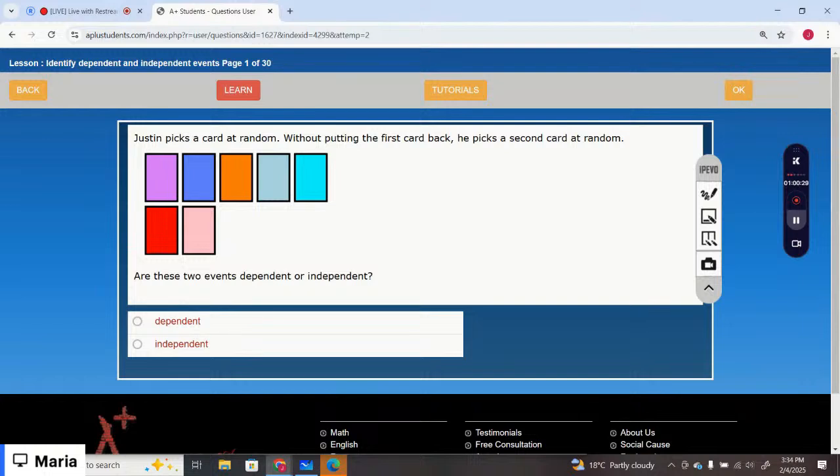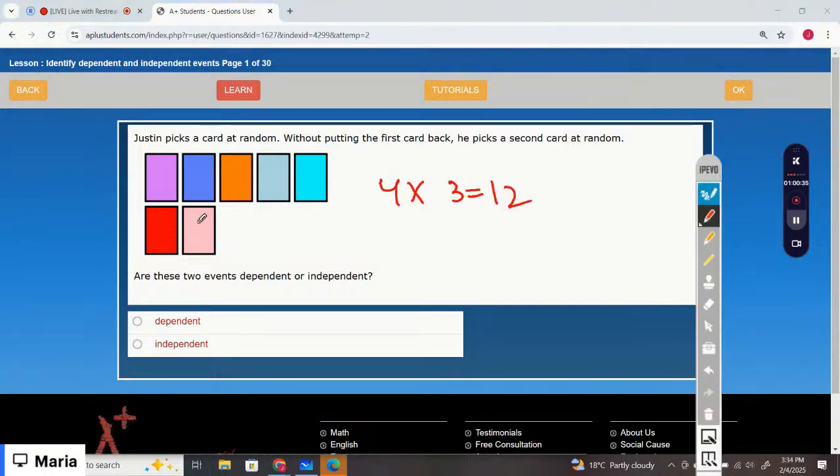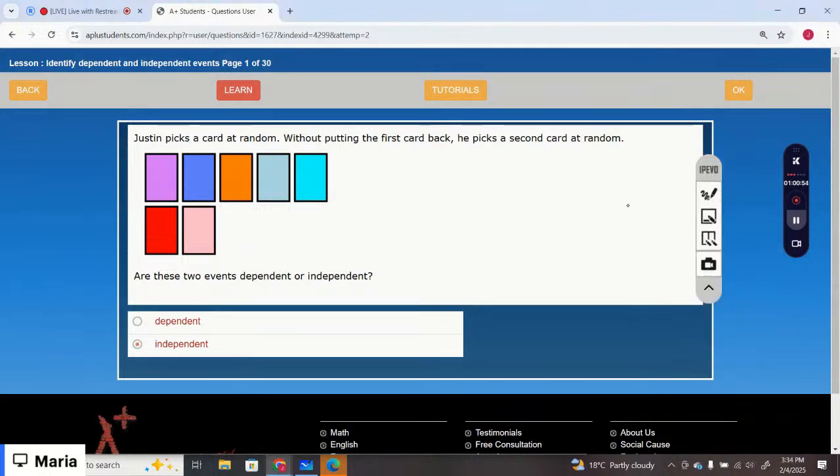So for the first time, Justin has one, two, three, four, five, six, seven options, right? For example, he picked the yellow pink card and he didn't put the card back. Now for the second time, we have one less card: one, two, three, four, five, six. So they are dependent events. If the outcomes for all the events are exactly the same, they are independent events. But if the outcomes of the events are not the same, then they are dependent events. Option number one is the correct option.